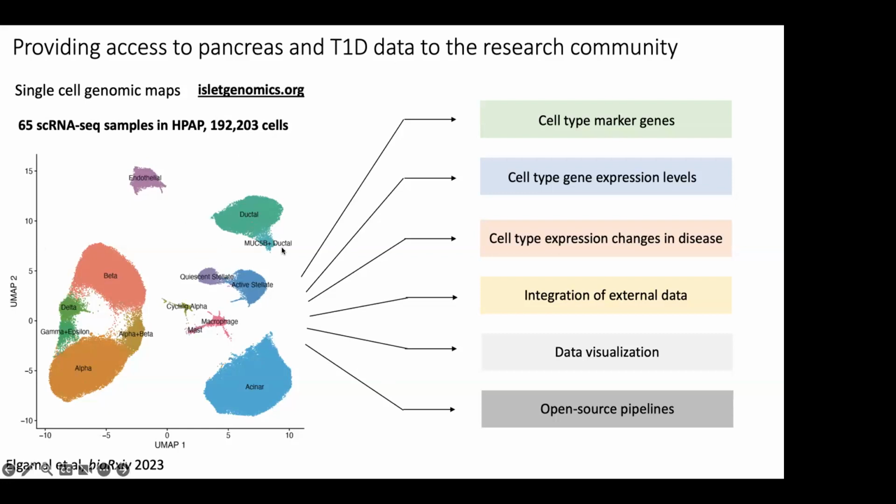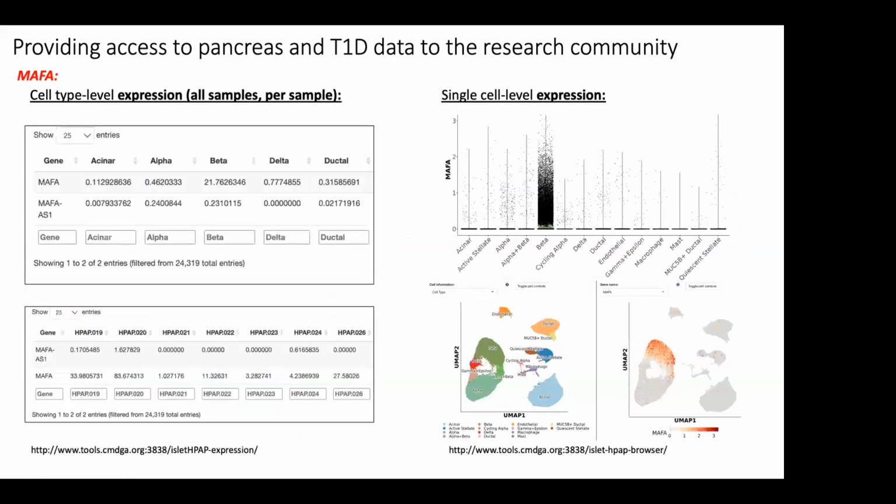So what do we do with these data? We have this clustering. We can define marker genes of specific cell types. We can define the expression of all genes across the genome in each cell type, and changes in the expression of genes in disease. These maps can be used to integrate external data sets, so other single cell data, spatial data, as we were talking about earlier. You can visualize profiles, so look at genes of interest in various ways, as well as pipelines that we make available for anybody to use. All the pipelines used to create these resources are free for anybody to take and use for whatever projects they're interested in.